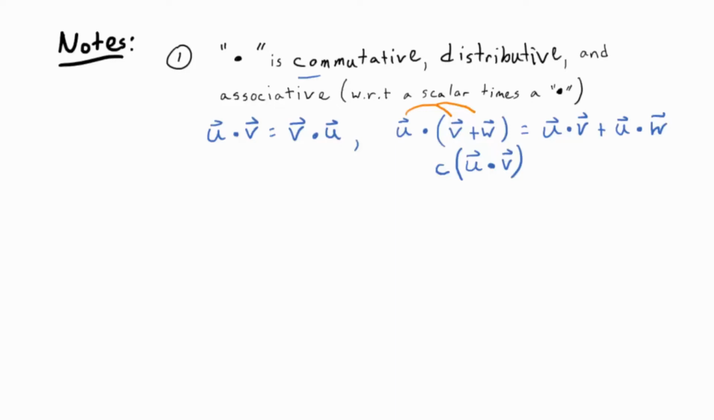But what we're saying then is you could do it like that. You could take C times that dot product, or you could take the scalar multiplication, C times the vector U, and then dot it with V, and we're saying that's the same thing. That's the associative property. So this is the commutative property. This is good old distribution. And then this is the associative property.